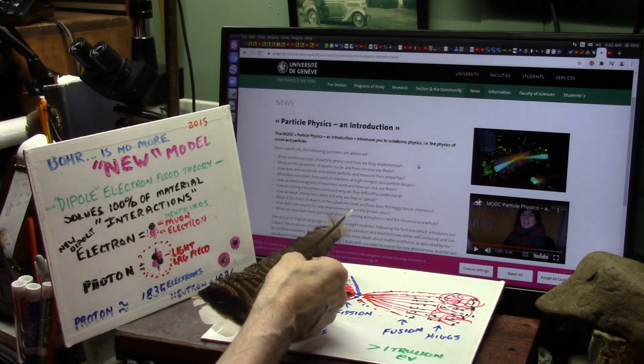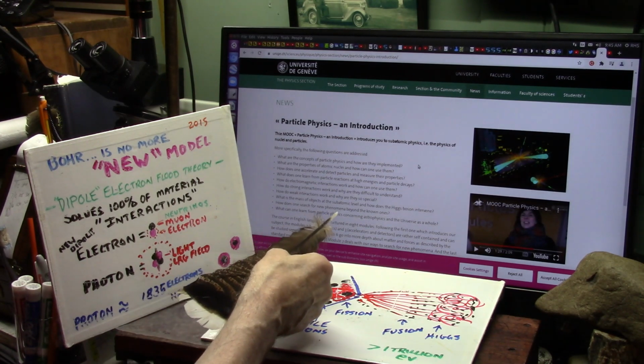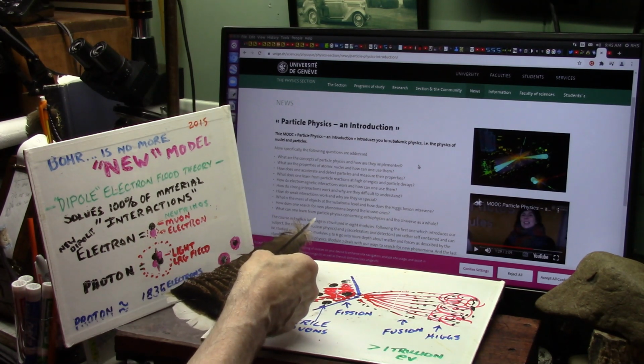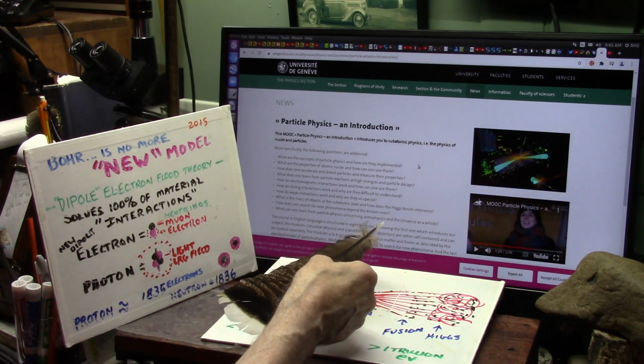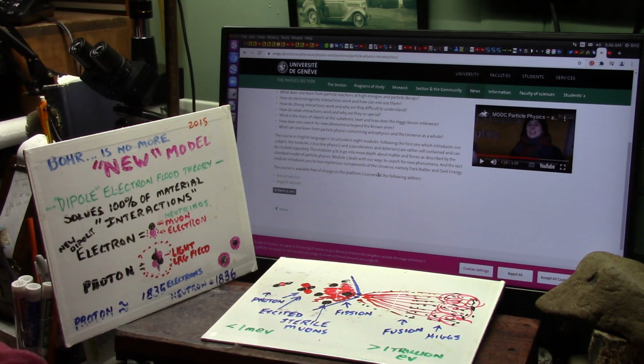What's the mass of objects? How does the Higgs boson intervene? How does one search for new phenomena based on the known ones? What can one learn from particle physics concerning astrophysics and the universe as a whole? Now, it goes on to say it's cut up into 8 modules and so forth. Courses in English language structured in 8 modules, following the first one, which introduces our subject. Modules 2, nuclear physics, accelerator detectors, all the same stuff I'm showing.